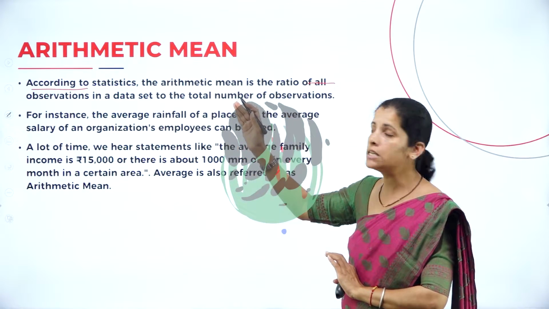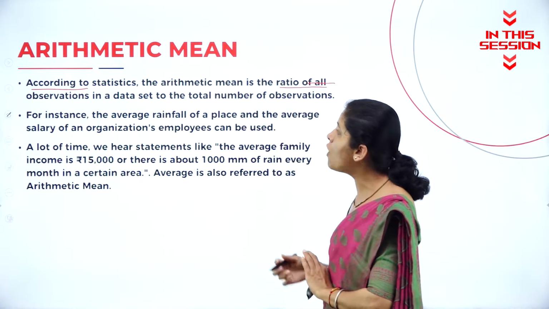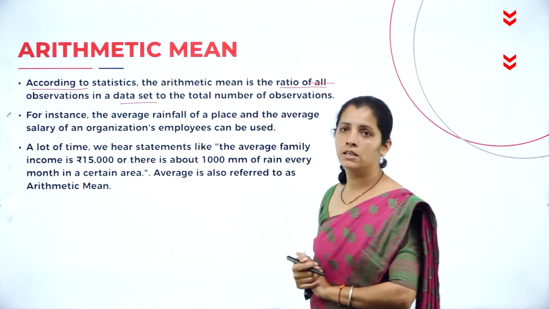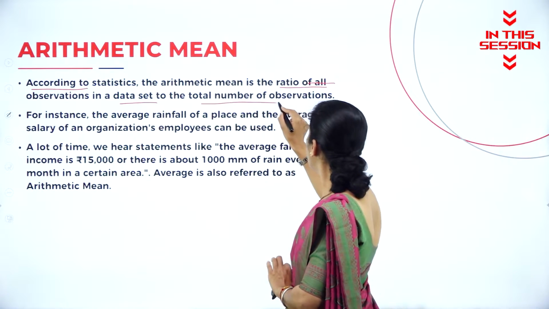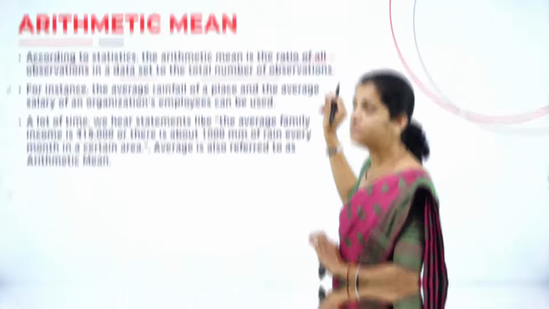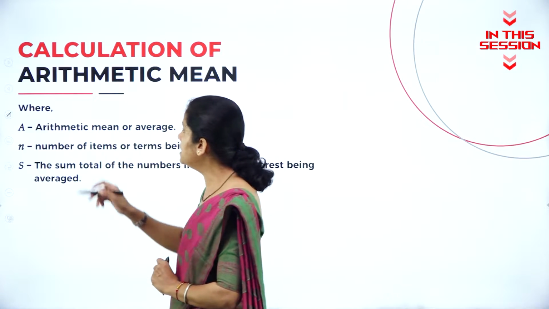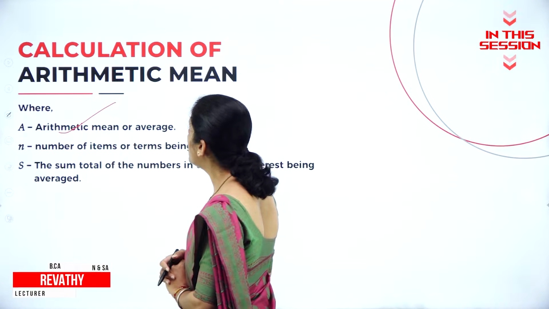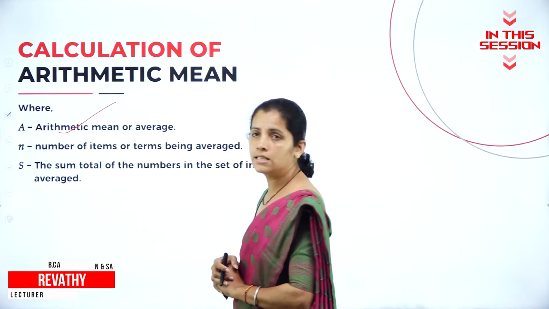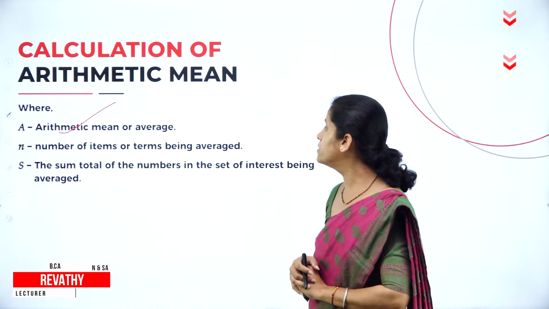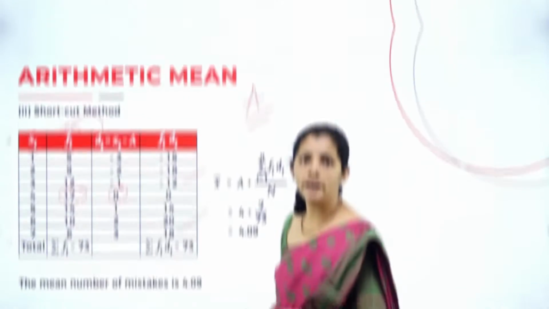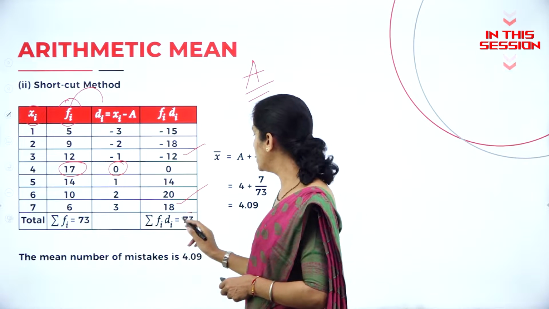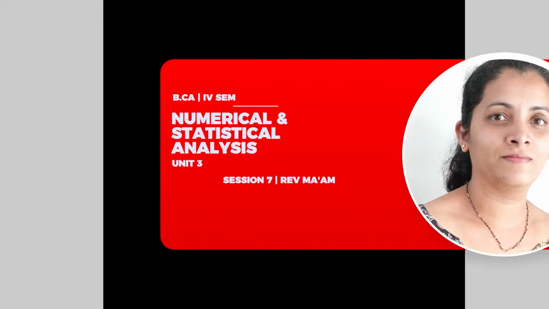According to the statistics, that is nothing but the ratio of all observations in a data set to the total number of observations, where A is nothing but the arithmetic mean, N is nothing but the number of items, and S is nothing but the total sum of the numbers in the set. When I find the summation of Fi into Di, I'm going to get the answer 73.